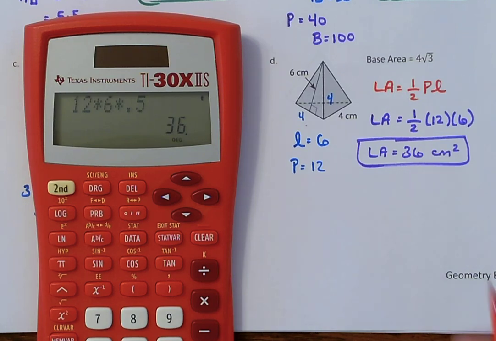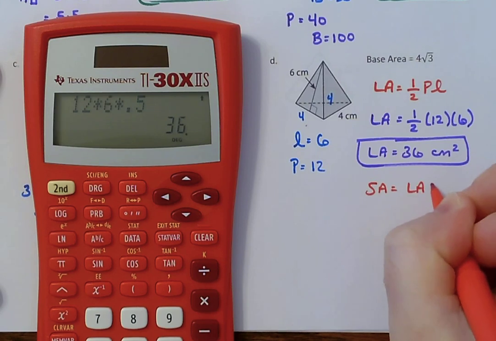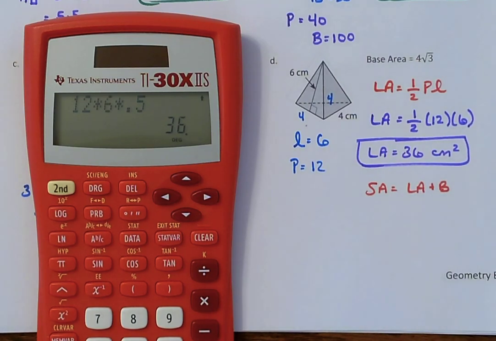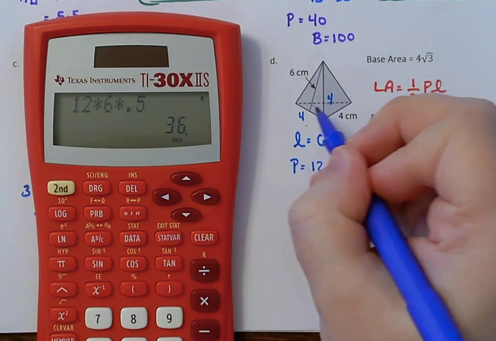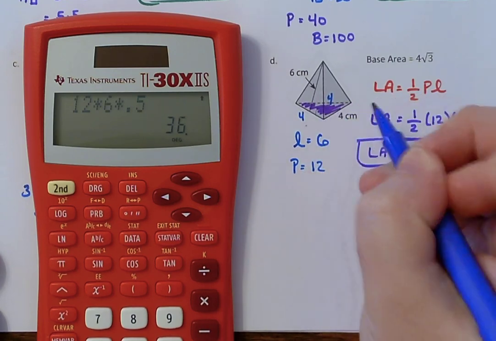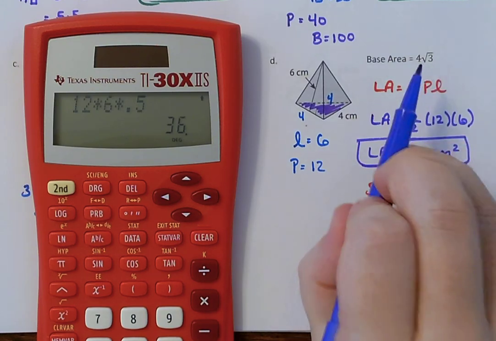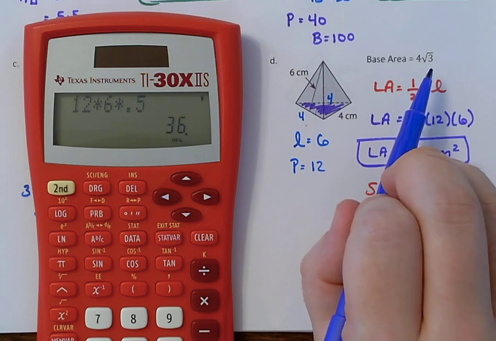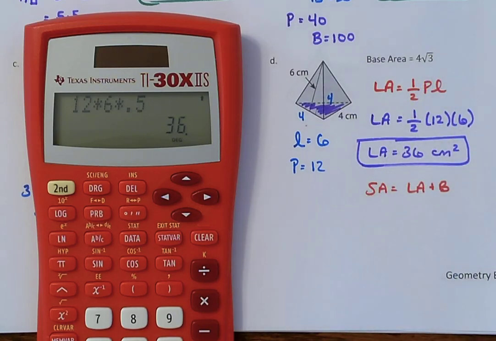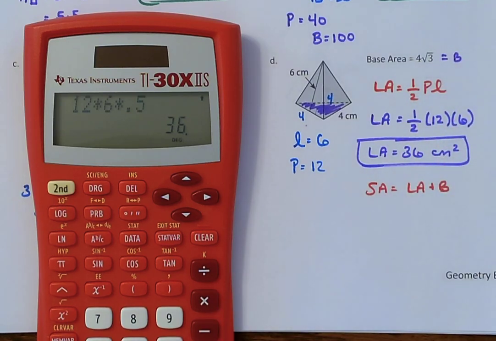Next, for surface area, it's the lateral area plus the area of the base. But we know our lateral area to be 36, and then figuring out the area of that triangular base is kind of a not so fun time. So I'm actually going to tell you the area of the base is 4 times the square root of 3. So that means we know this to be our B value.